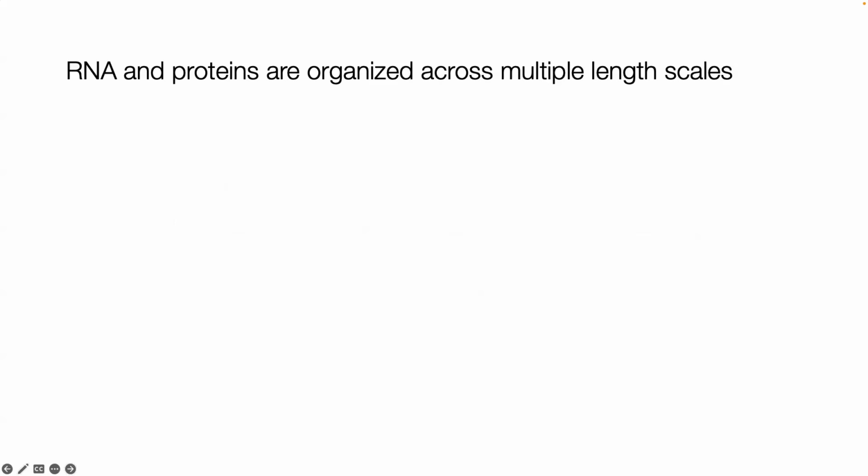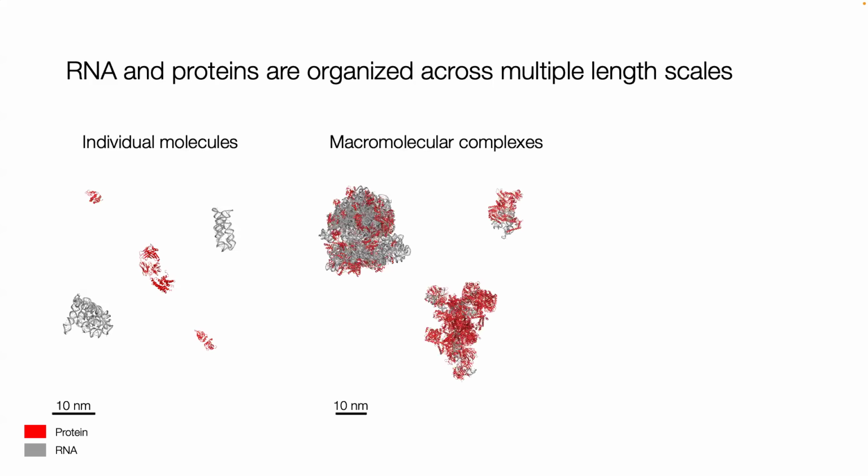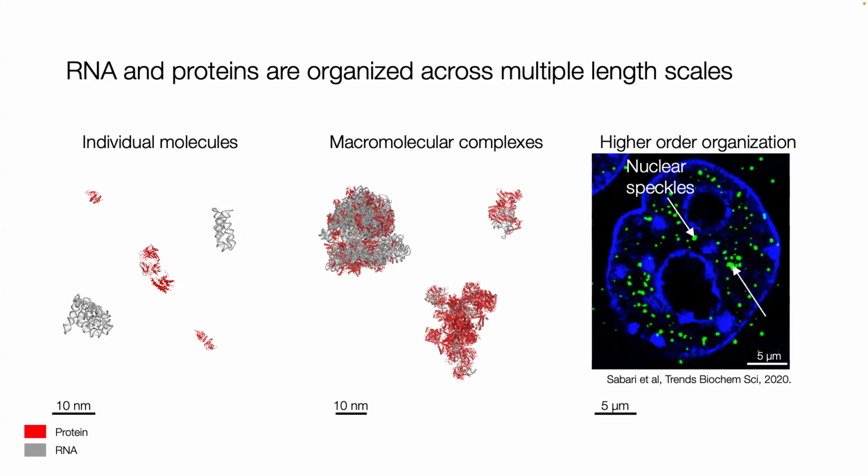RNA and protein molecules are central to biology, and they're organized across multiple length scales. So individual molecules fold up into three-dimensional conformations, and these molecules can, for example, transport oxygen, sense and respond to metabolites. Many copies of these molecules come together to form macromolecular complexes, things like the ribosome, which is responsible for translating mRNA into proteins. And then hundreds or thousands of these molecules come together to form higher order structures, things that will show up as puncta in fluorescence microscopy images.